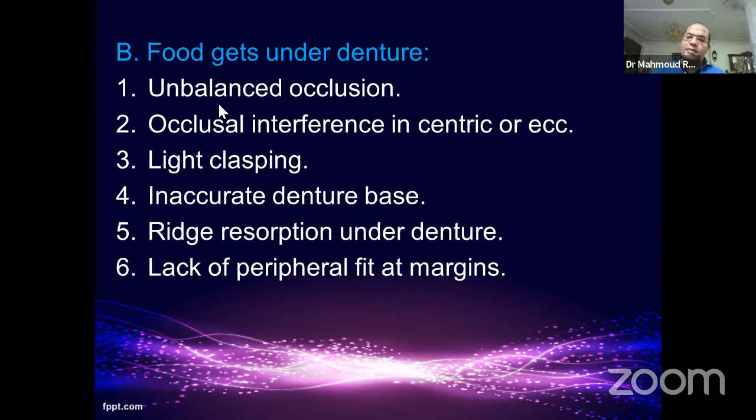If we have a warpage of the denture base, then the food can easily get under the denture base. Ridge resorption: the ridge resorbed after you made your denture, so the food goes into this space. Lack of peripheral seal at the margin is also a cause.